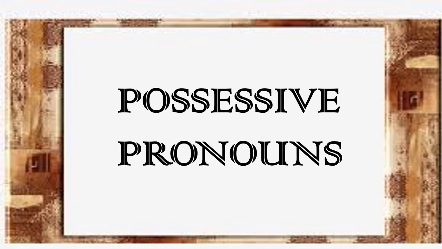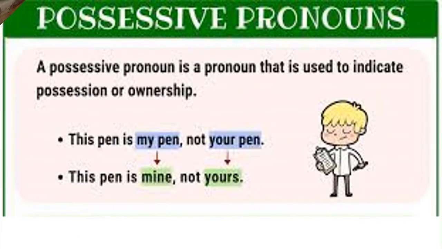The second one, we have possessive pronouns. A possessive pronoun is a pronoun that is used to indicate possession or ownership. That means something belongs to someone, means the ownership. And here they indicate possession of a noun that they stand by themselves. Just see the examples. This pen is my pen, not your pen. Means this pen is mine, not yours. So here in the sentence, mine and yours are possessive pronouns.